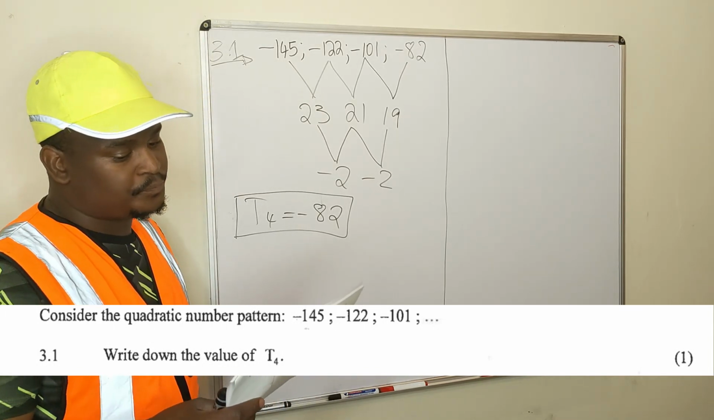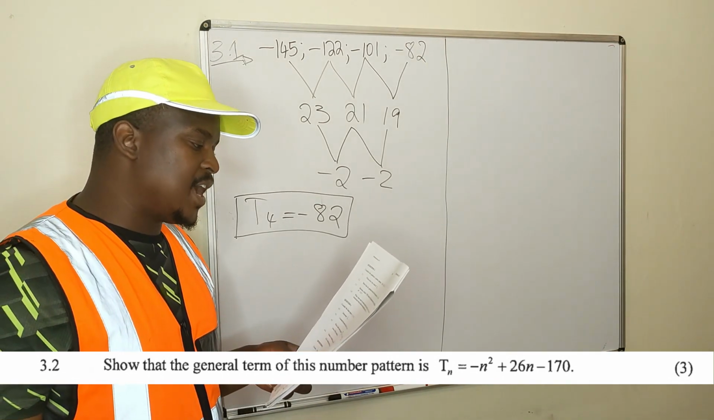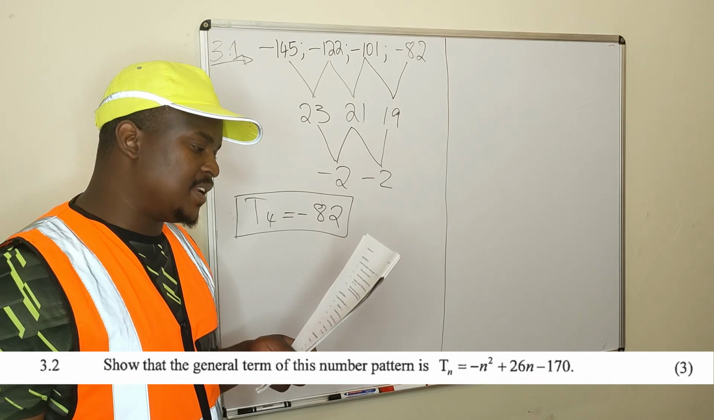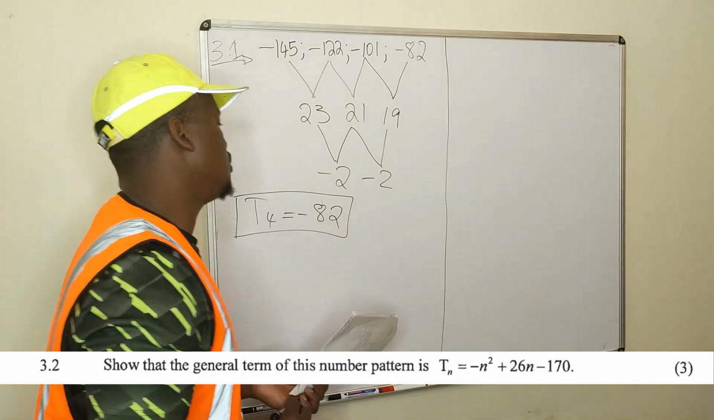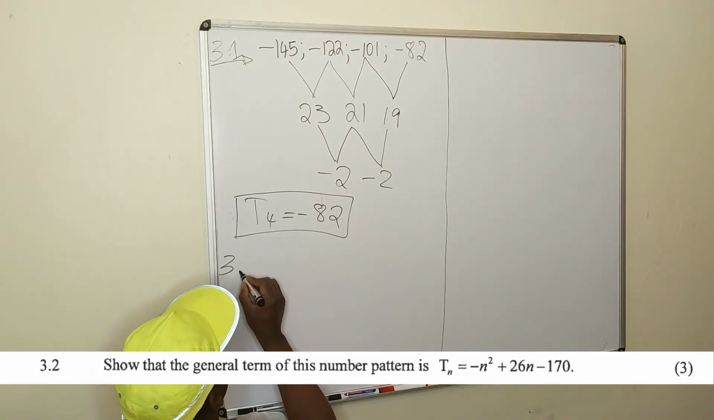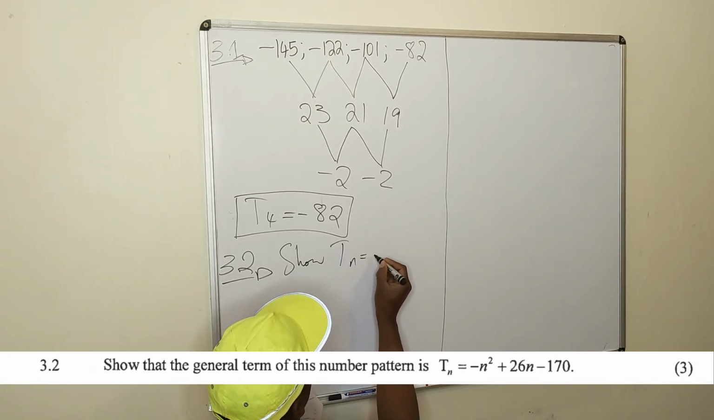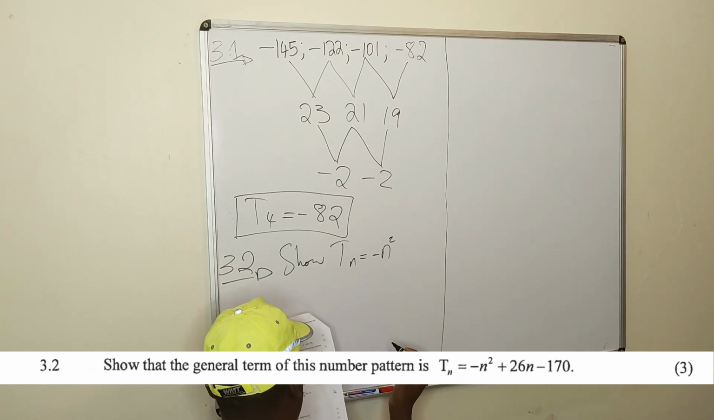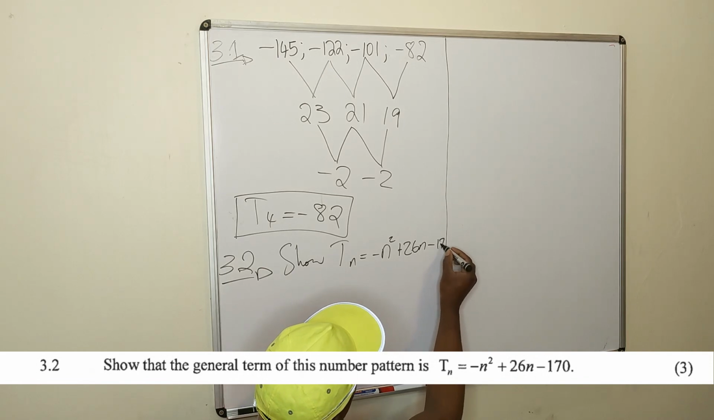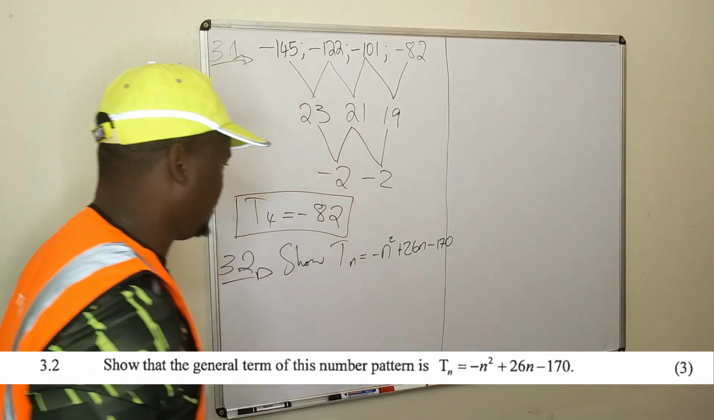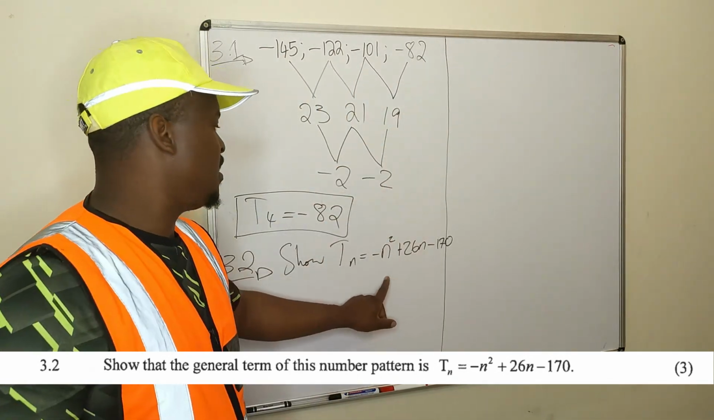Go to 3.2. What do they say? Show that the general term of this number pattern is Tn equals negative n squared plus 26n minus 170. So they want you to show that Tn equals negative n squared plus 26n minus 170. This is the nth term. They want you to show that the nth term of this pattern here is this equation here.